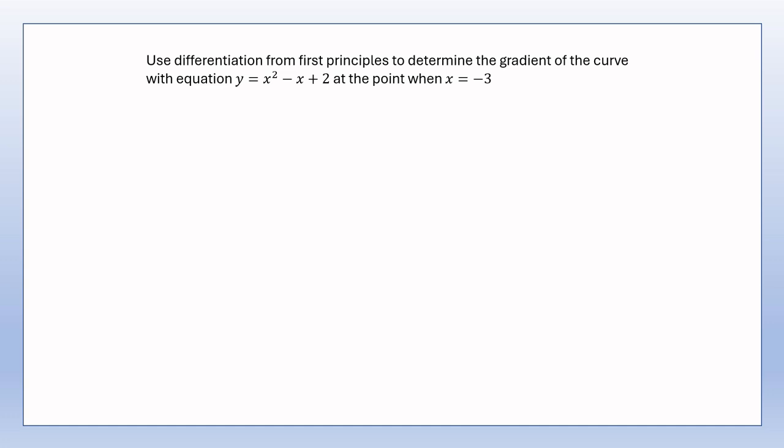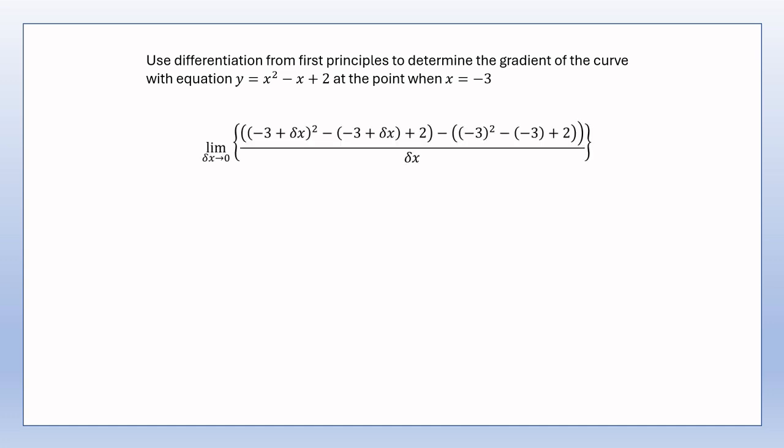Today, I feel like going for the second approach, so calculating the limit of (minus 3 plus delta x) squared minus (minus 3 plus delta x) plus 2 minus ((minus 3) squared minus (minus 3) plus 2), all over delta x. Expanding out the brackets gives the limit as delta x approaches 0 of 9 minus 6 delta x plus delta x squared plus 3 minus delta x plus 2 minus 9 plus 3 plus 2, all over delta x.